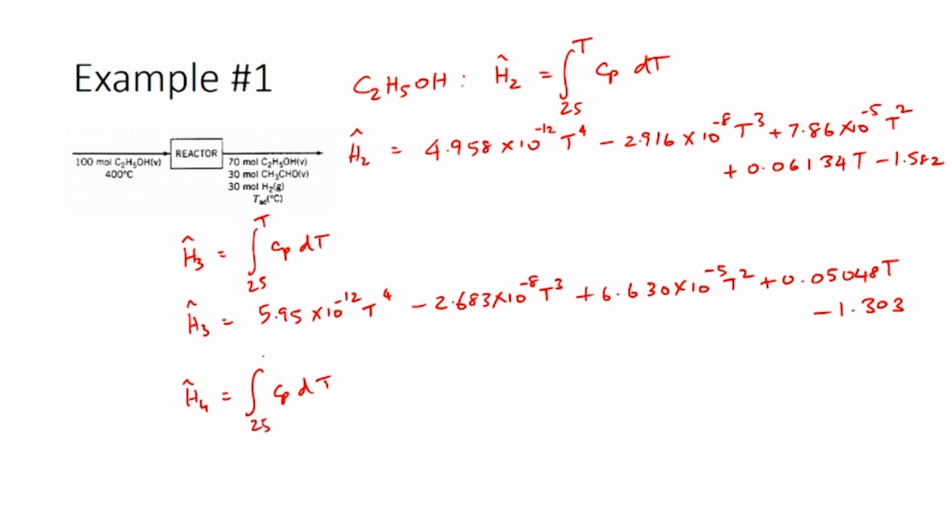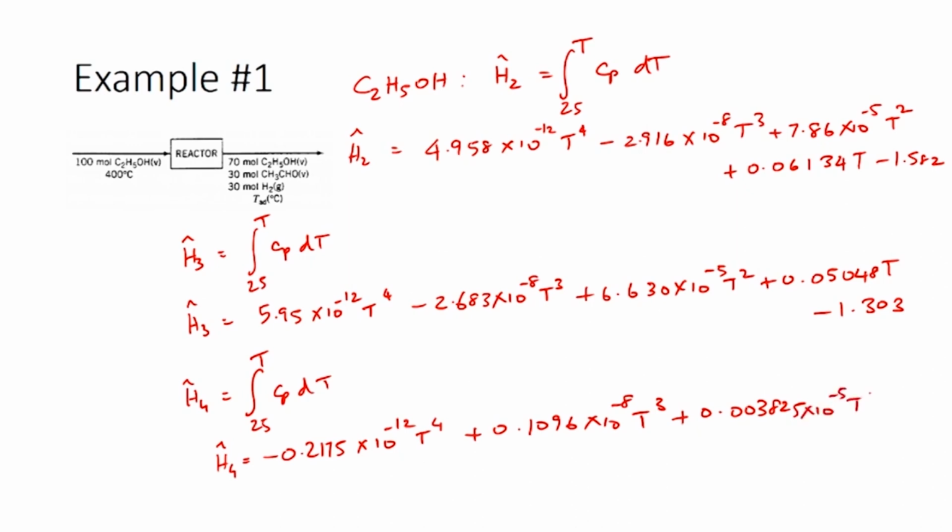Similarly we can calculate the value for H4 cap, which would be integral of Cp of hydrogen gas dT from 25 to T temperature. So, your H4 cap is actually equal to minus 0.2175 times 10 power minus 12 T power 4 plus 0.1096 times 10 power minus 8 T cube plus 0.003825 times 10 power minus 5 T squared plus 0.02884 T minus 0.7210. Please perform these calculations by yourselves and try to get the values.